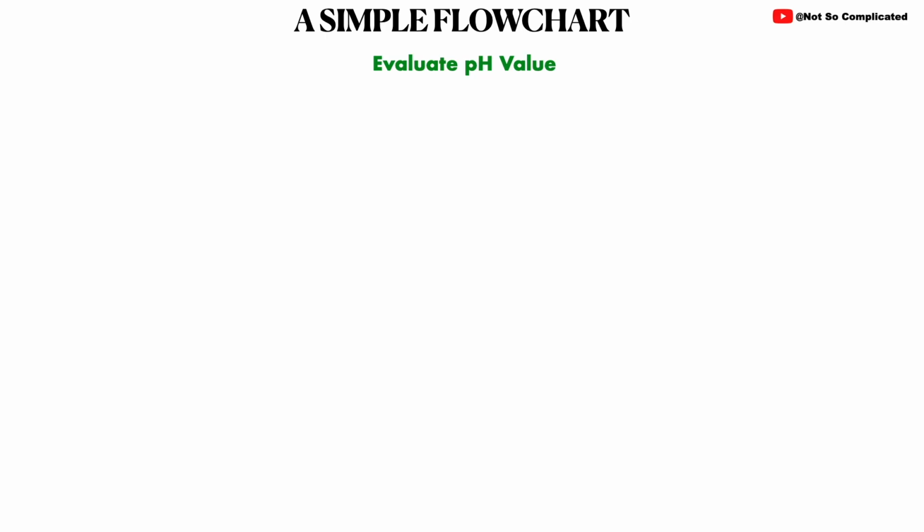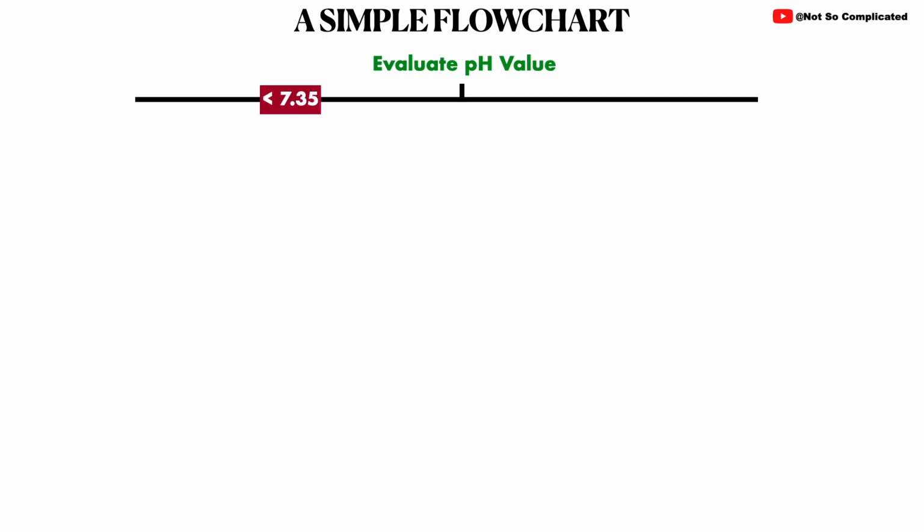The normal range is 7.35 to 7.45. If the pH is less than 7.35, then it is obviously acidosis. Or if it is greater than 7.45, then it is obviously a case of alkalosis. This is very clear up to here.